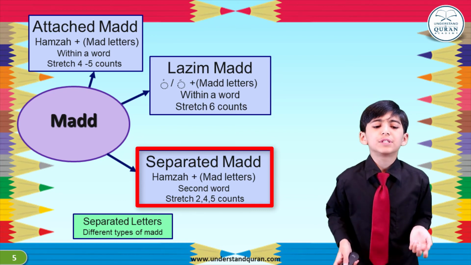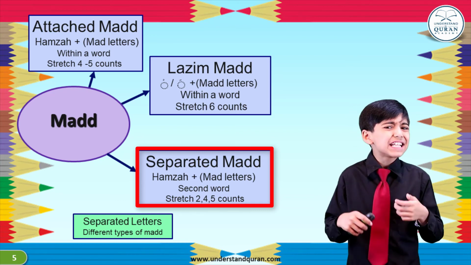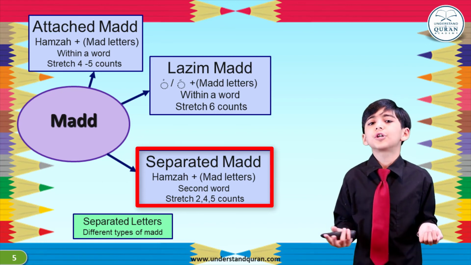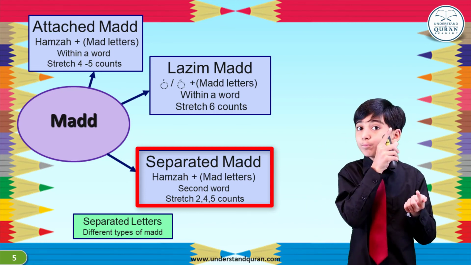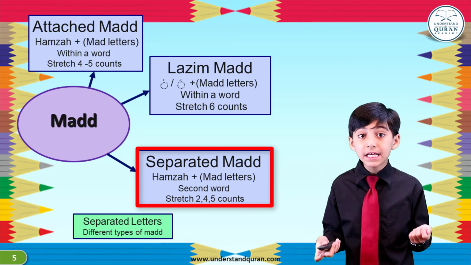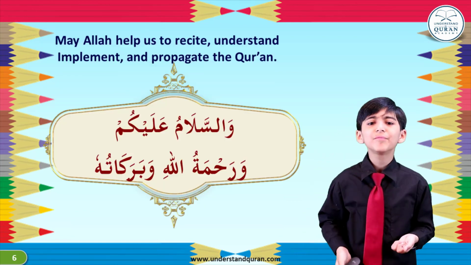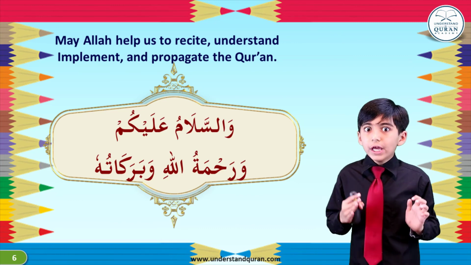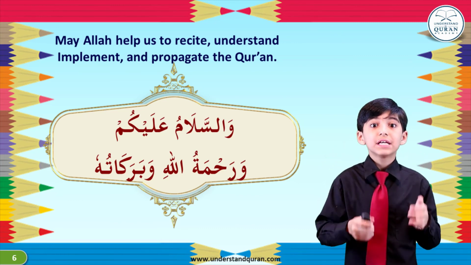And then the last one was the separated letters. We had different types of med. Like on the places where there was standing fatha, we stretched it twice, and there was the pointy wave for the med, we stretched it 6 counts. So, that's all for now. So, we are now done the med letters.